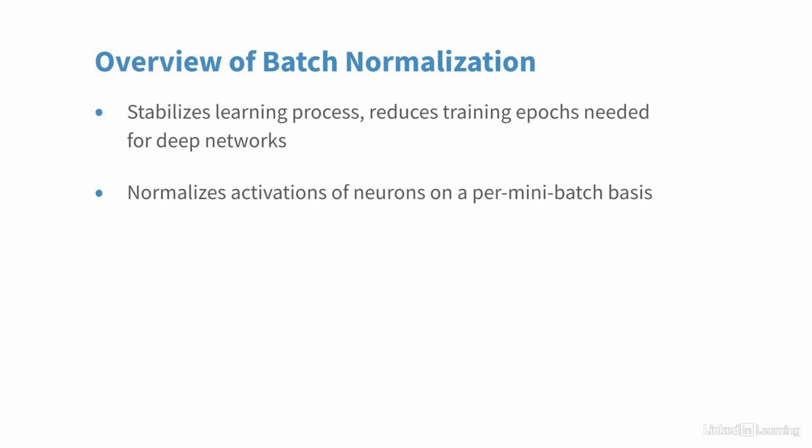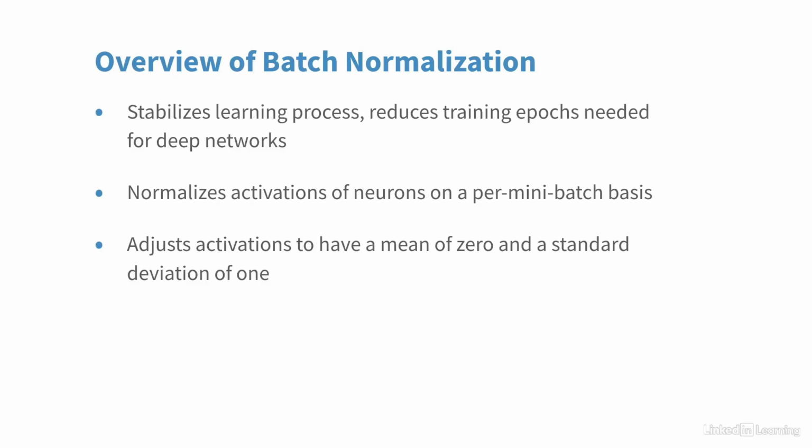Batch norm, as it's also known, is a method that normalizes the activations of the neurons in a layer on a per mini-batch basis. So it takes a batch of inputs and adjusts them during training so they have a mean of 0 and a standard deviation of 1. This keeps the values flowing through the network in a more controlled range.